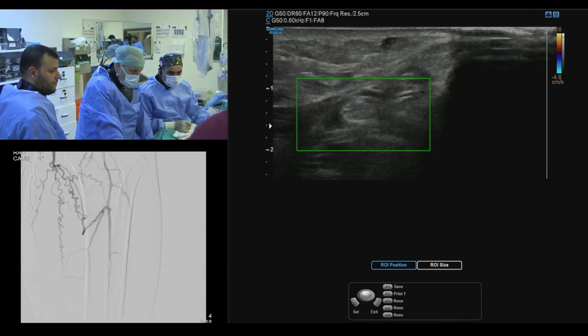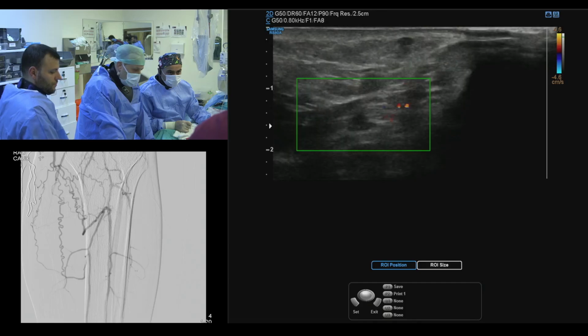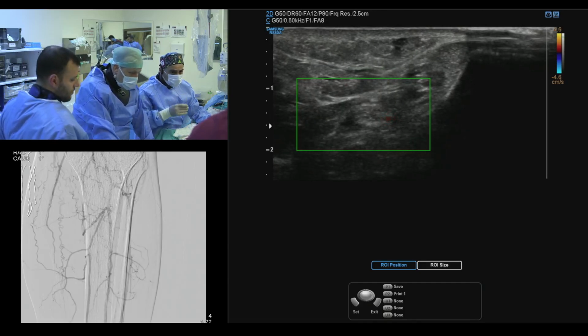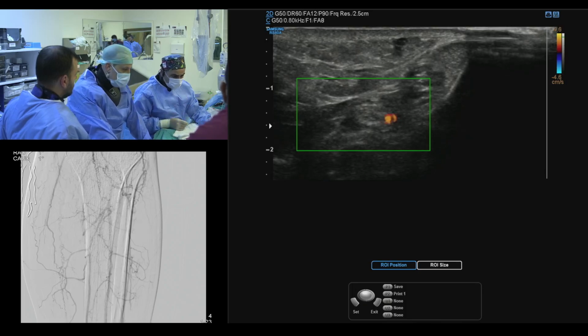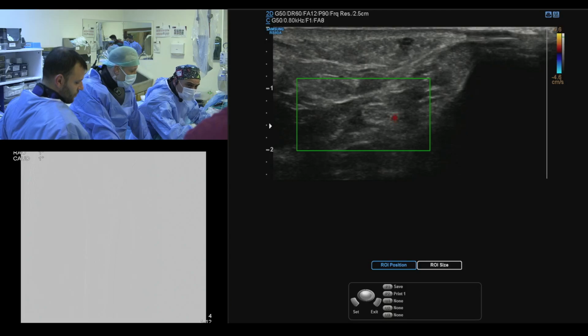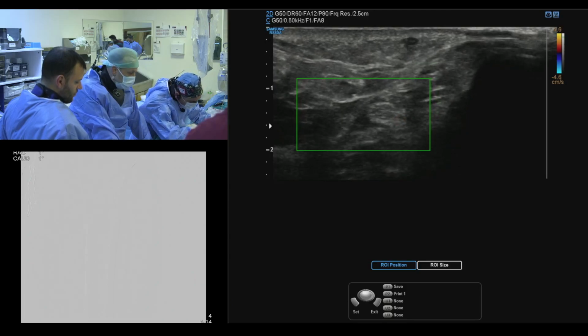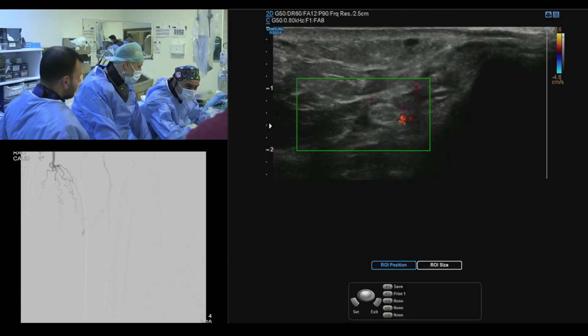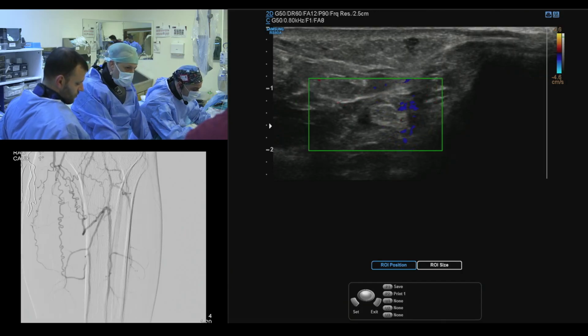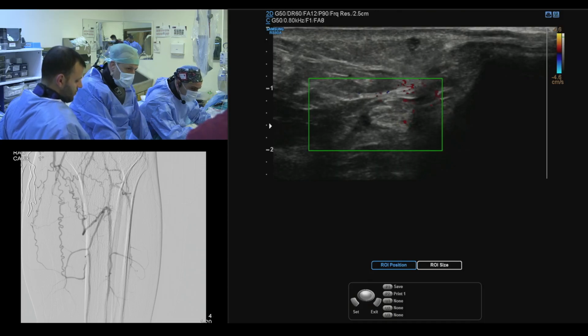Now we are at this stage with ultrasound. Can you see the ultrasound? Yeah. With ultrasound guidance, we are trying to puncture the posterior tibial artery. As you can see, penetration.